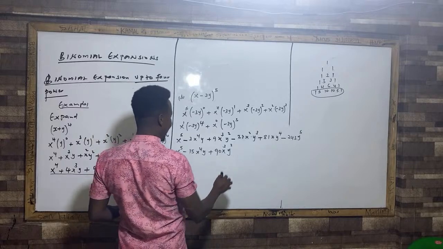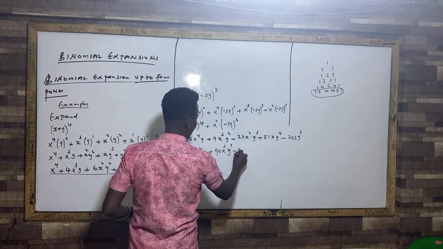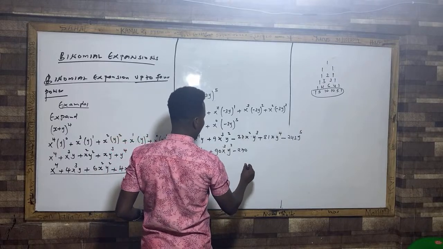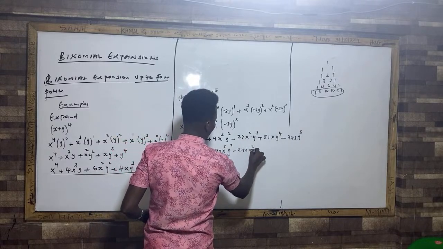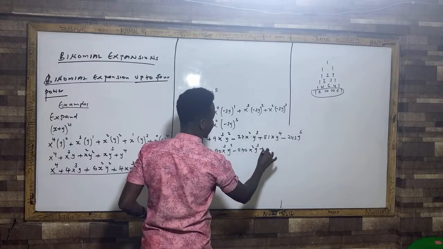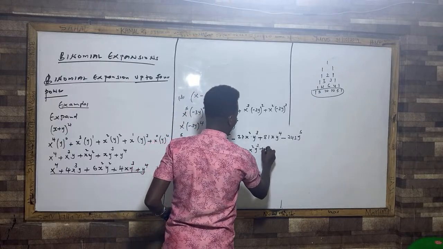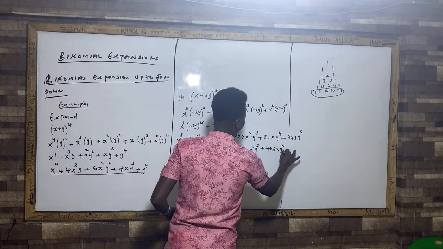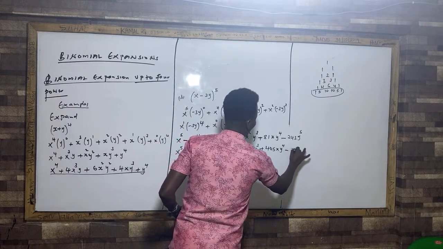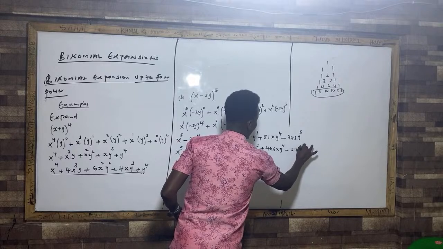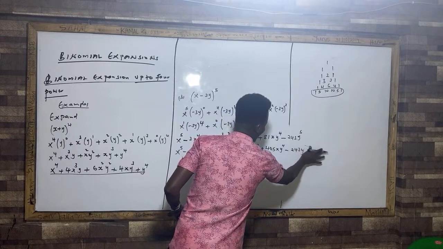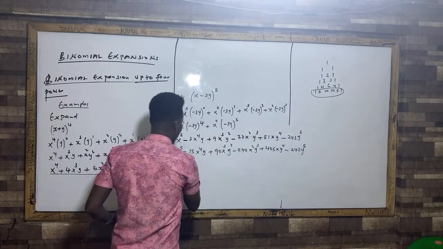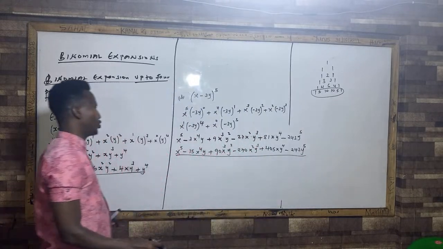Then we will go to another 10, yeah? It will be minus 270. 27 times 10, yeah? Don't forget. x squared, y cubic. Plus 81 times 5 is 405. x alone, y power of 4, minus 243 y power 5. Why? Because there's no change. We are multiplying by 1. So this is the right expansion, okay?